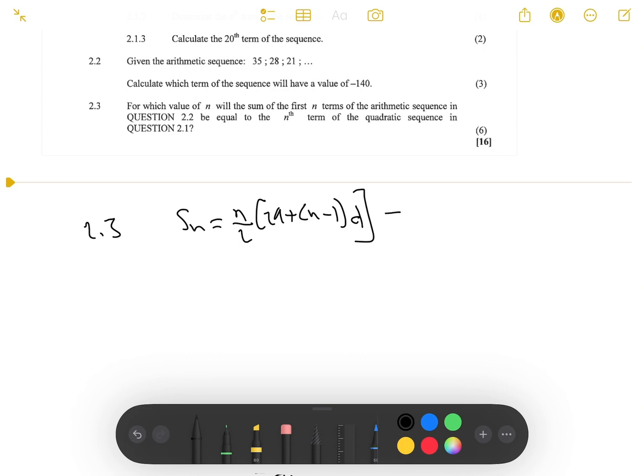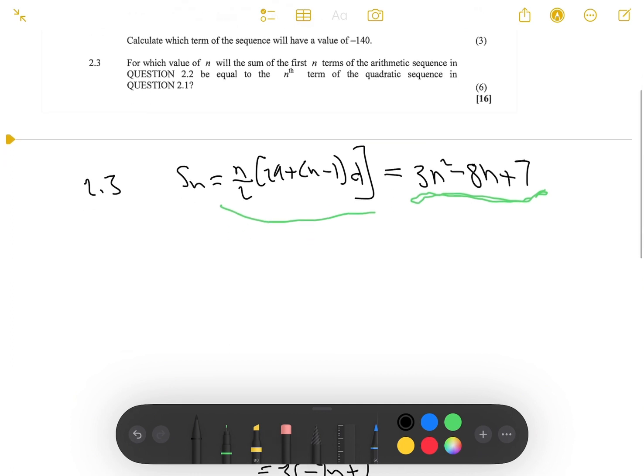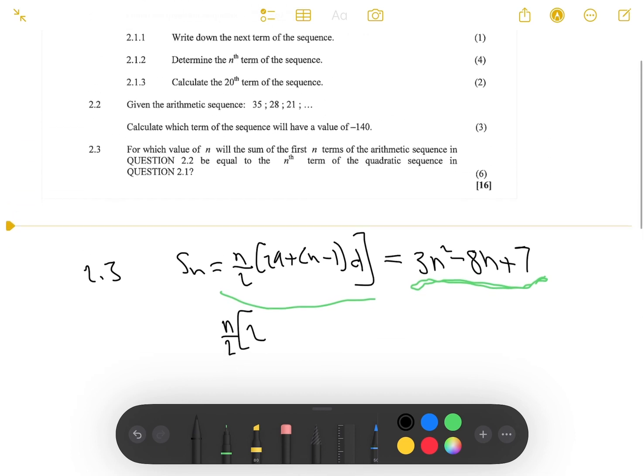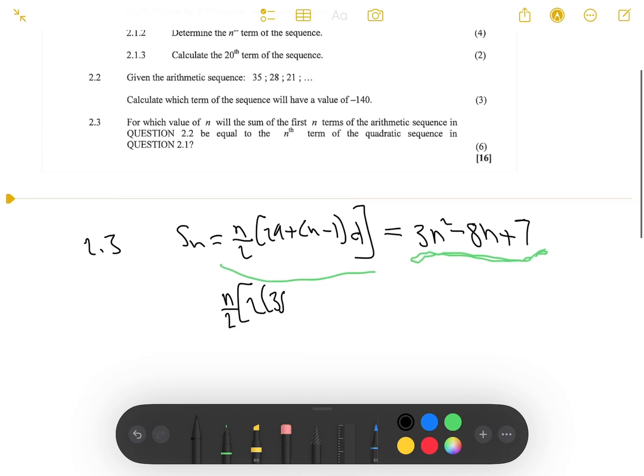So they're asking, when will this be equal to the quadratic one we had found, 3n squared minus 8n plus 7? So they're asking, when will this sum be equal to this equation right here for the quadratic? That is what they're asking in mathematical terms when you convert it into a formula. So here you end up with what? You end up with n over 2. What was our a? Our a we know is 35, right?